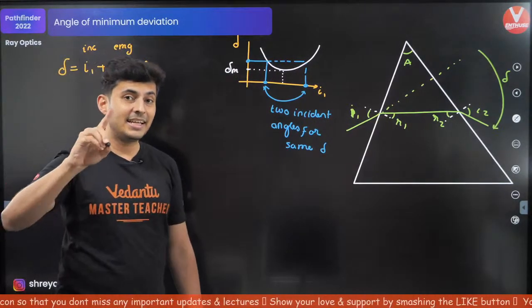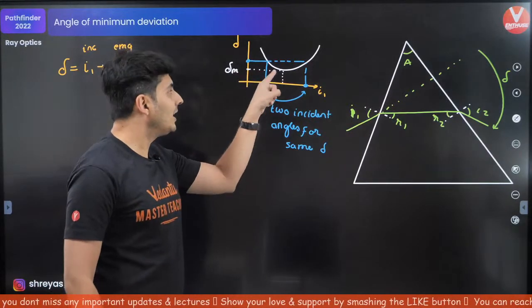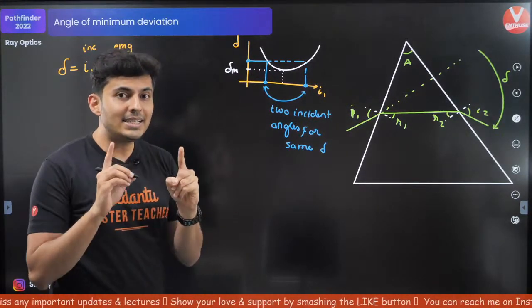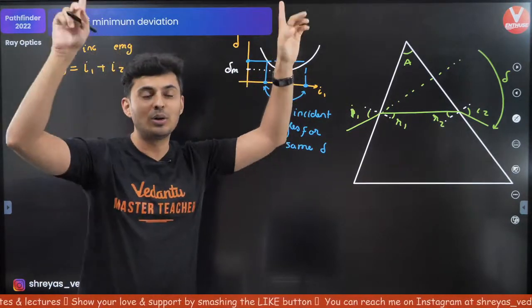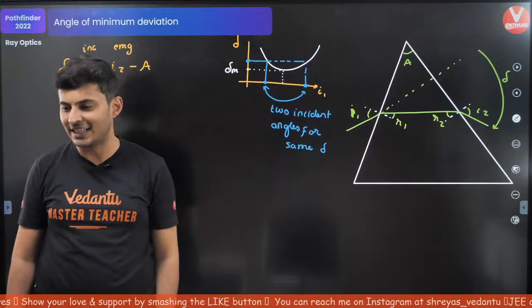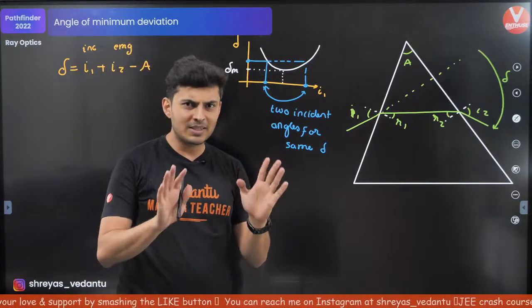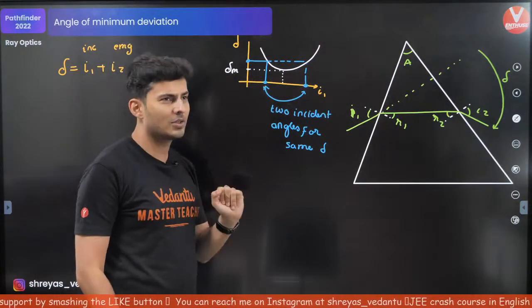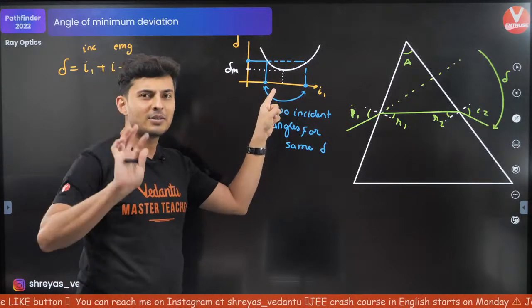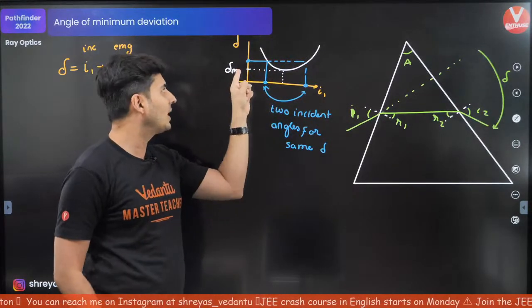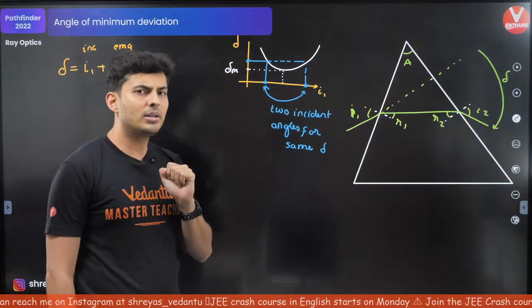But there is a catch when delta is minimum. When delta is minimum, there is only one angle because there are no two roots. It's like the roots of an equation. It's like the two roots of some equation. But here you can see there is only one root, or one solution, or only one angle for which you get delta minimum. Okay, what could this mean?